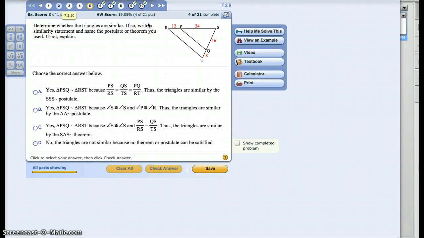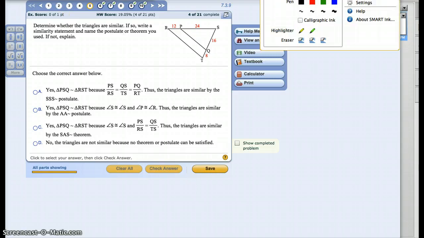Hello, this is the MathXL test review for Unit 7, and I have a couple of problems that I want to go over on request of a student. The first couple deal with how we determine whether triangles are similar.